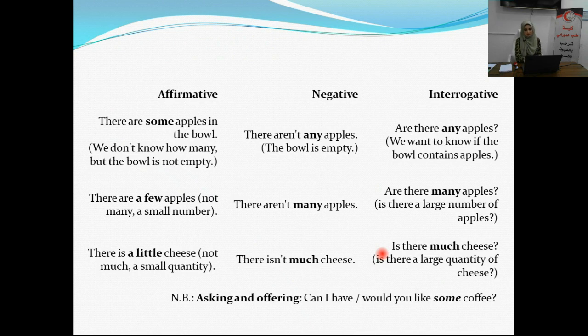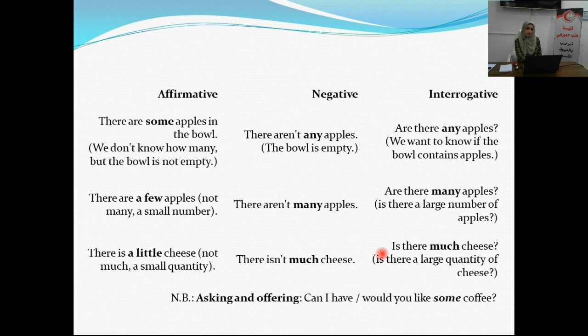Here we have examples to see the affirmative, negative, and interrogative cases for these expressions. For number 1, we have, there are some apples in the bowl. When we want to make it negative, the sentence would be, there are not any apples. So you notice that we change some into any because we are changing the affirmative into negative. With the interrogative, we are going to say, are there any apples? So here we have any also used instead of some because we have an interrogative or a question sentence.